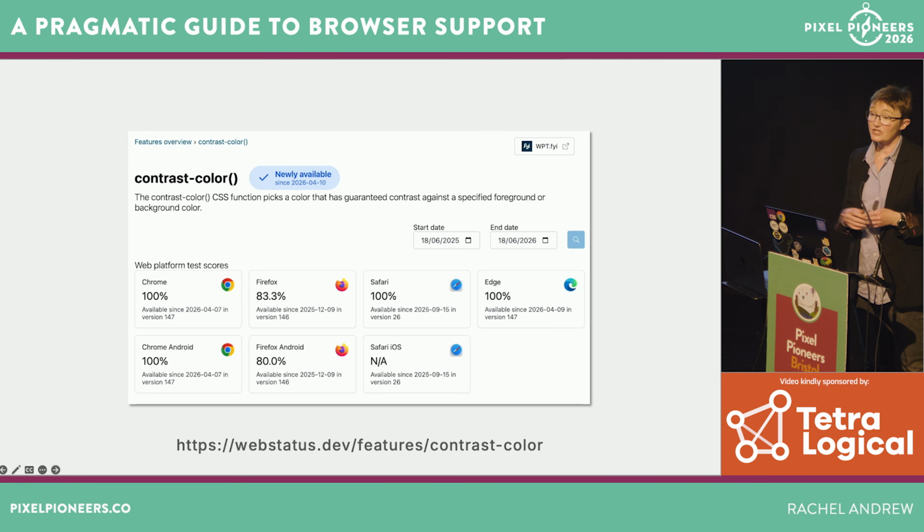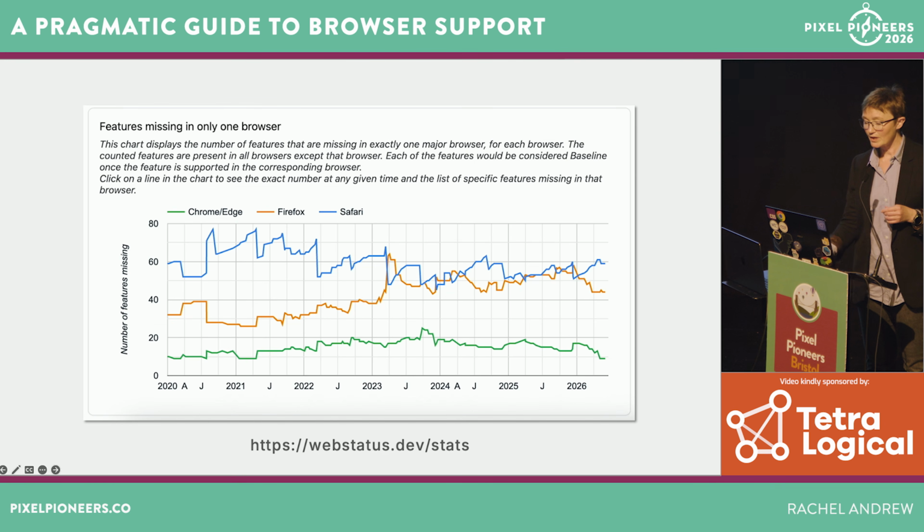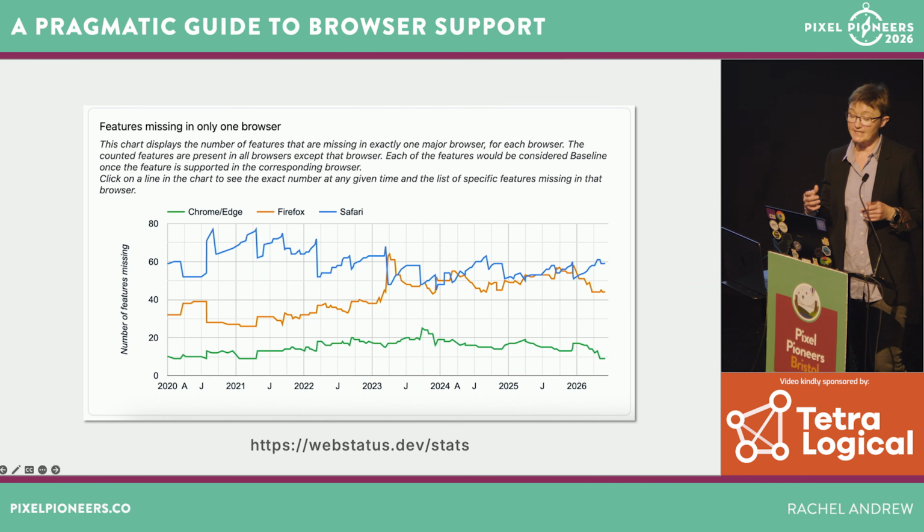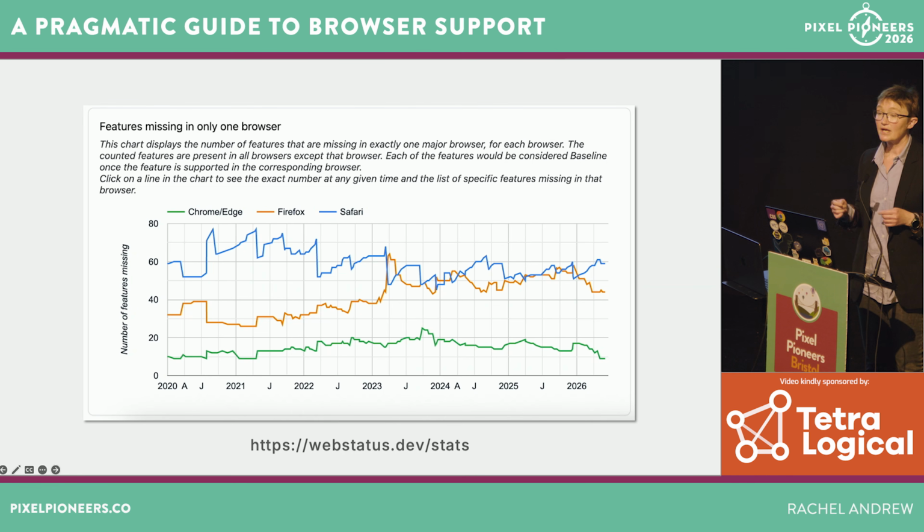But you do get features that sit in this status for a very long time. And so the amount of time for things to become newly available, then widely available, can really vary. We've been using the data we've got to shine a light on this to see how many features are missing in one browser. If you look on the stats page on webstatus.dev, you can see this. If you click on the line, you can see which features are missing in one browser for each of the browsers. And obviously that changes each month as new features ship.